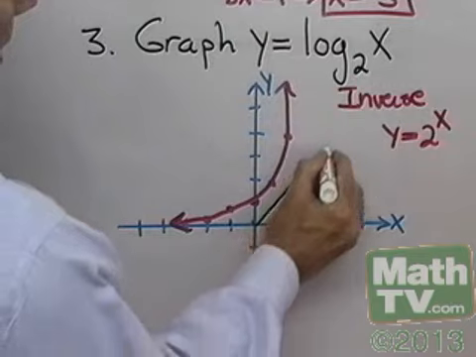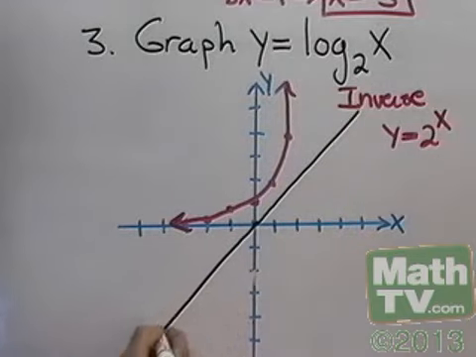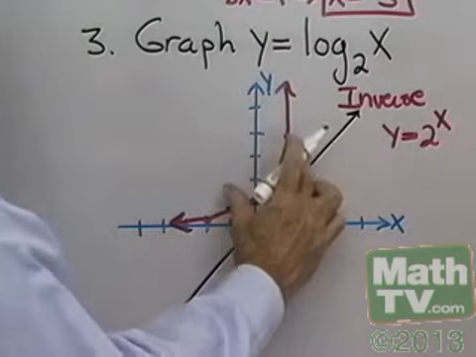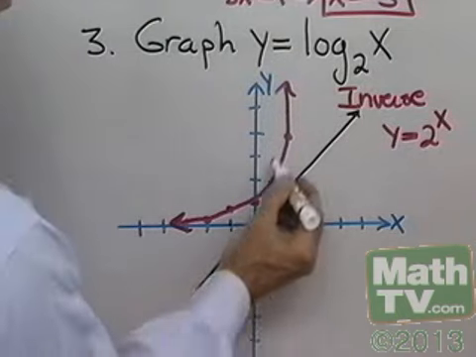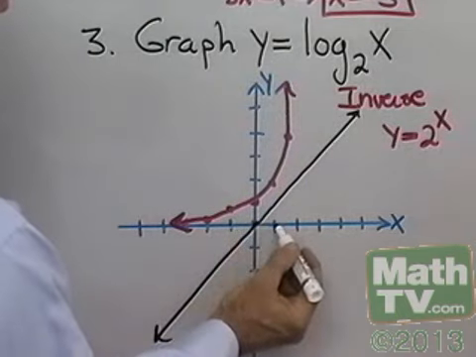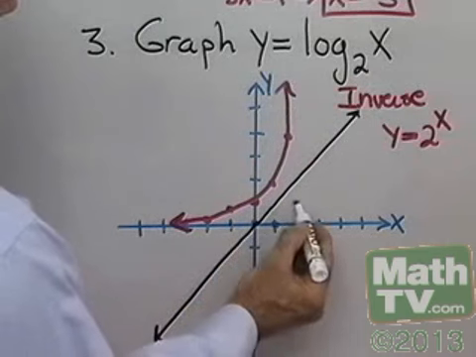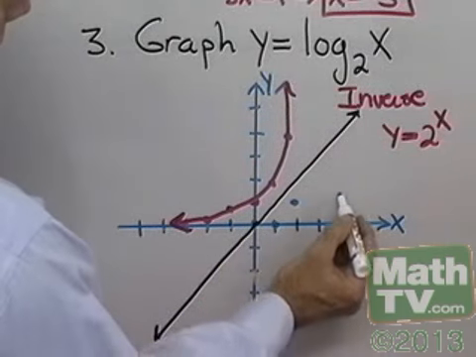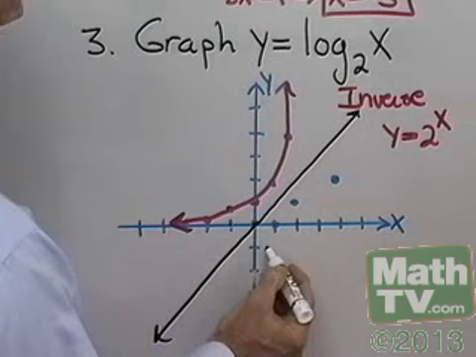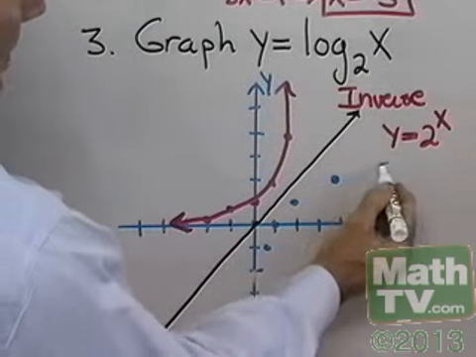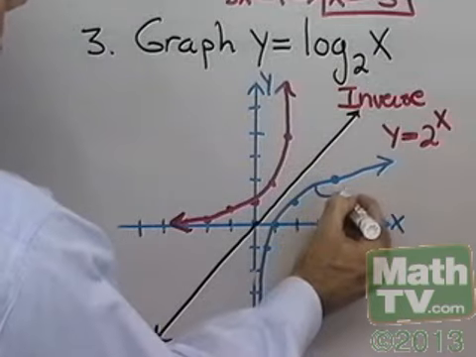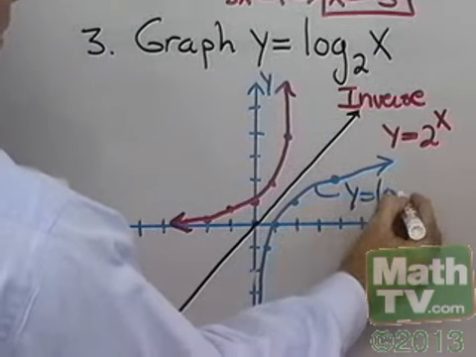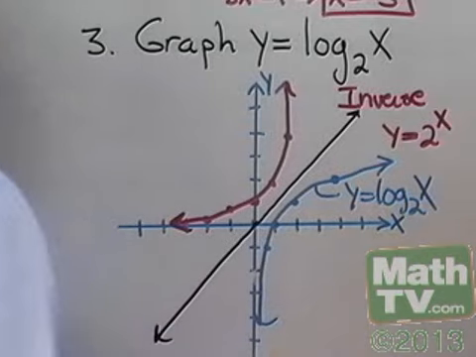So if I just draw in my line y equal x right here and reflect this graph over this line, I'll have the graph of my function y equal log base 2 of x. So when I reflect this curve right here about this line, I'll get this point, I'll get this point, I'll get this point right here, and it'll go down this way and this way. So when I reflect that, it looks like this. So that should be the graph of y equal log base 2 of x.